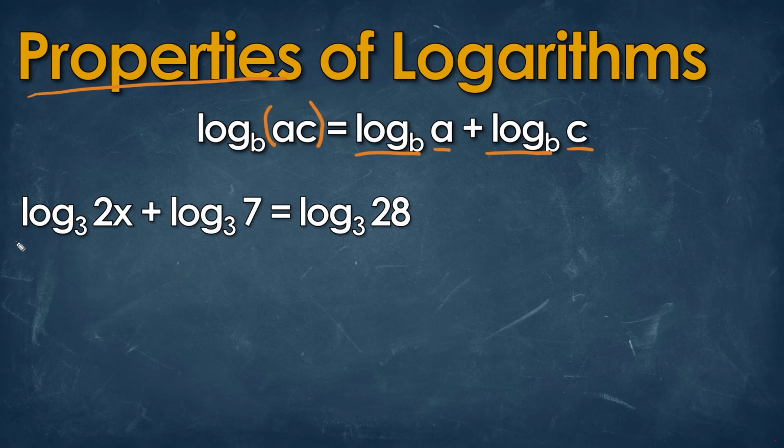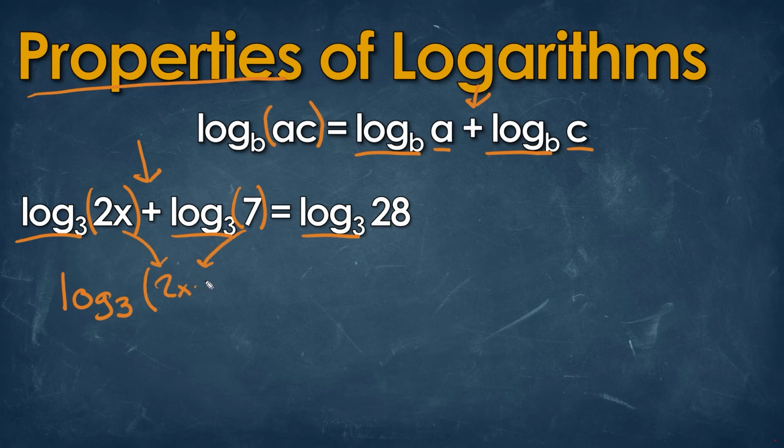So you'll see that we have log base 3 on each side. And we have this plus sign in here, which is similar to the plus sign that we have here. So what that means is we can actually convert these two into one instance of log base 3, where we would have 2x times the 7 here. And then we could say that that's going to be equal to log base 3 of 28 on that side. Well, if we simplify that out, we'd have log base 3 of 14x on this side, and we would have log base 3 of 28 on that side.